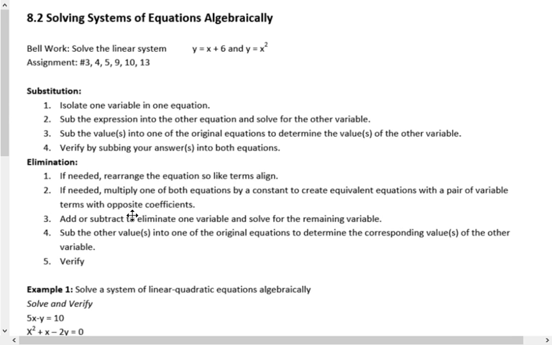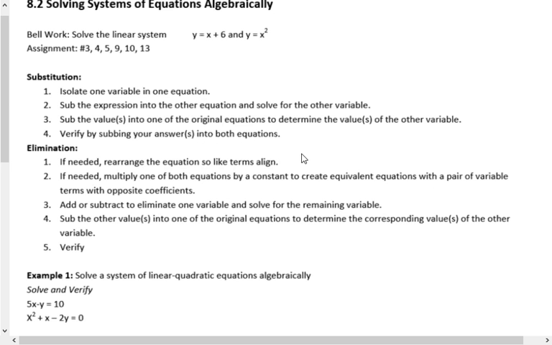And then when we eliminate, we're going to work towards eliminating one of the variables so that the equation is now written with only x or only y. Once we determine the value of x or y, then we'll substitute that into the original equation to find the other value that we're looking for.